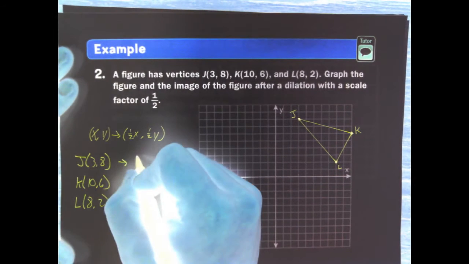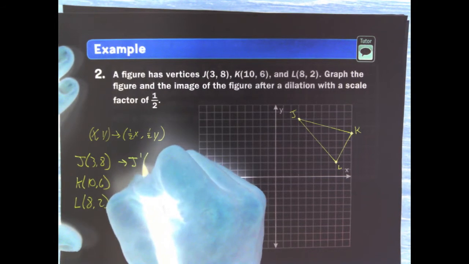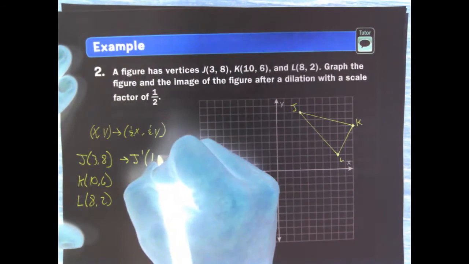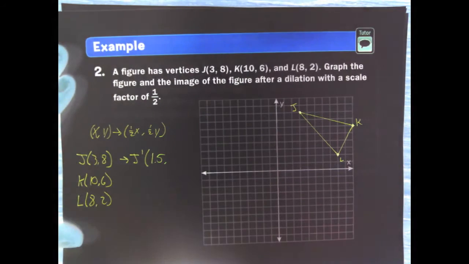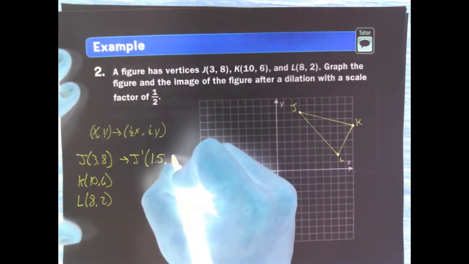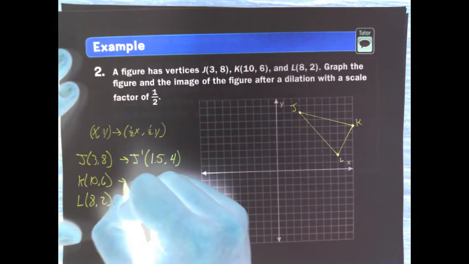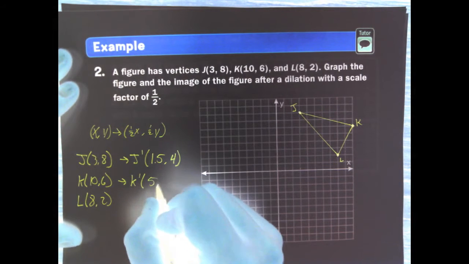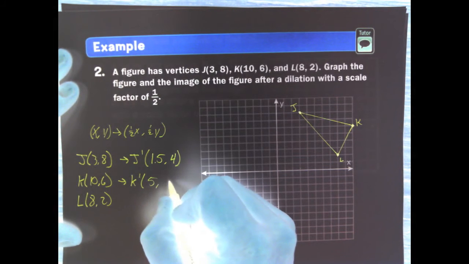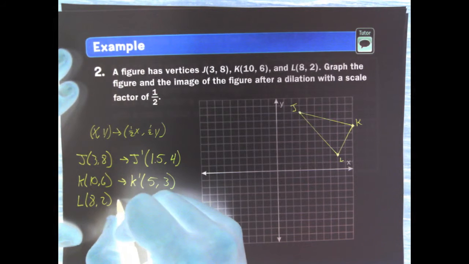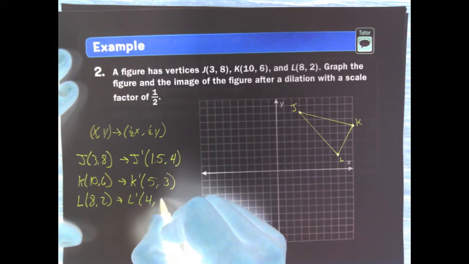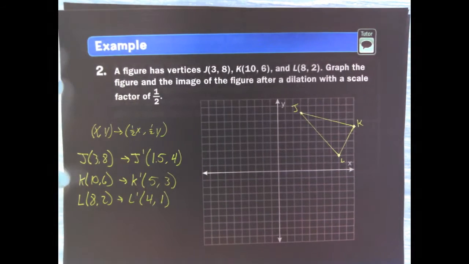So now J prime, and they're going to start you off with a tricky one. I have 3 divided by 2, or 3 over 2, which would be 1.5. 8 times 1/2 is 4. K prime, 10 times 1/2 is 5. 6 times 1/2 is 3. L prime, 8 times 1/2 is 4. 2 times 1/2 is 1. So here are my coordinates.